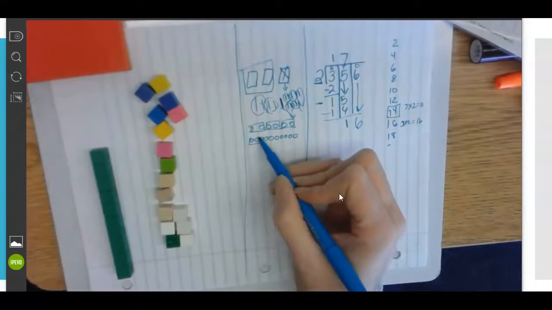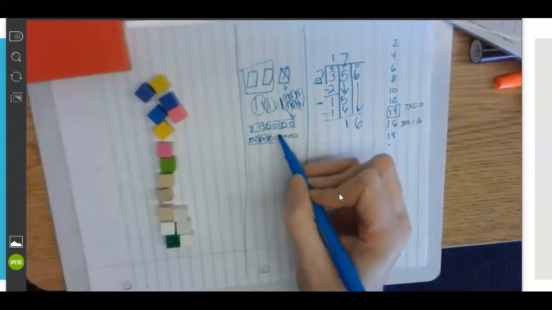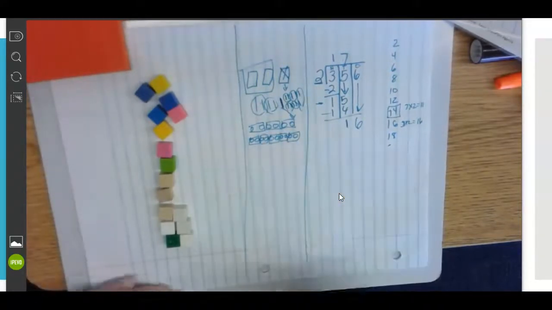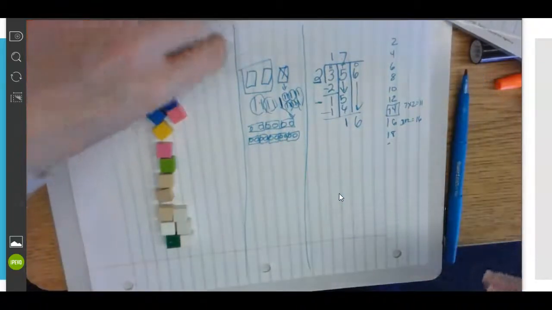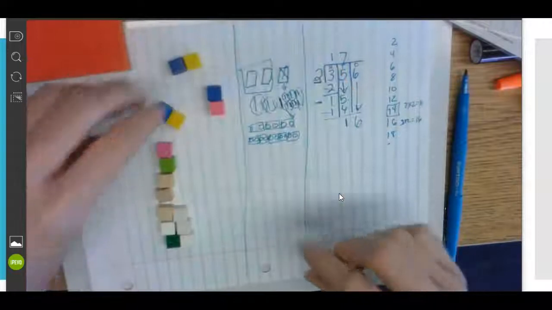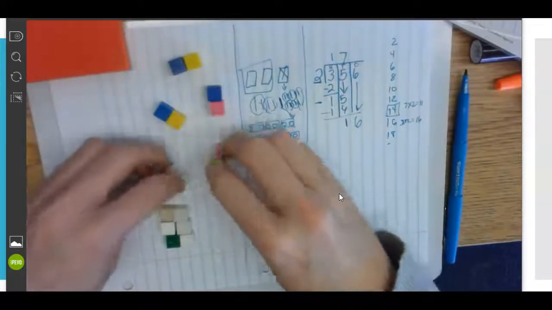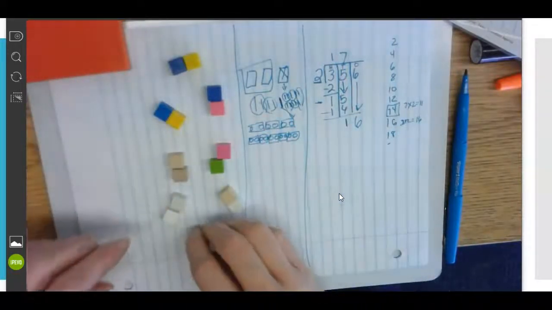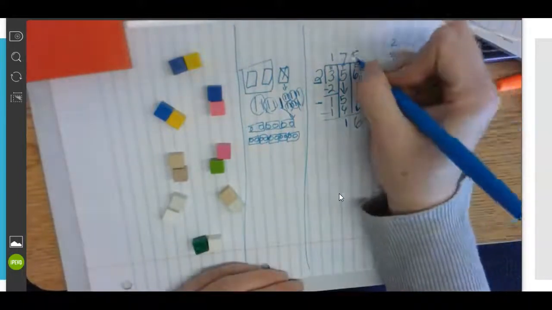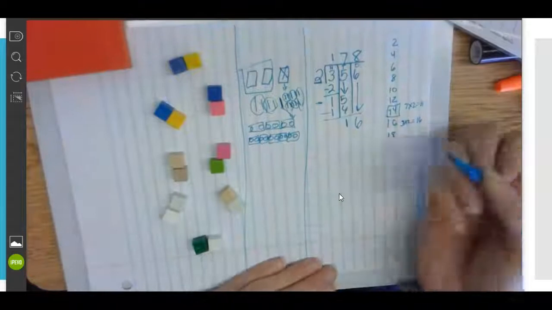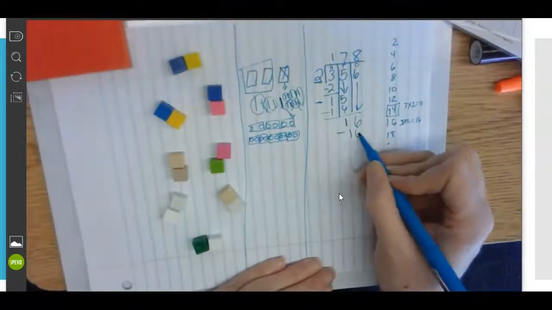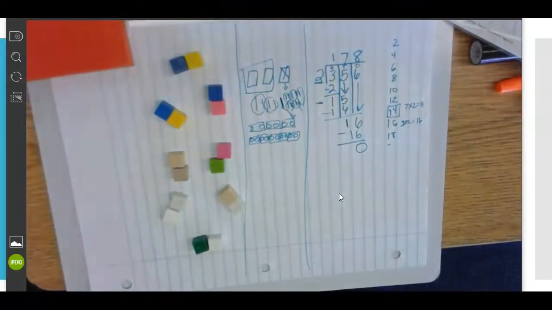1, 2, 3, 4, 5, 6, 7, 8. Or you can have them do it 1, 2, 3, 4, 5, 6, 7, 8. And they can see that's how many groups they made. I don't have anything left over. I made all of the groups. So this is what I would do. Minus 16, I used all of them, so I have a remainder of 0.